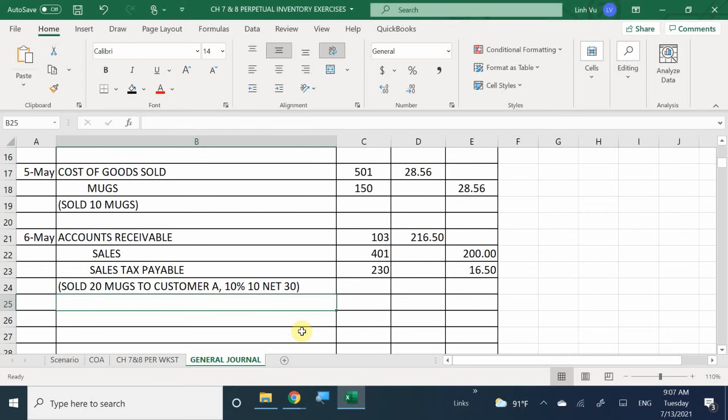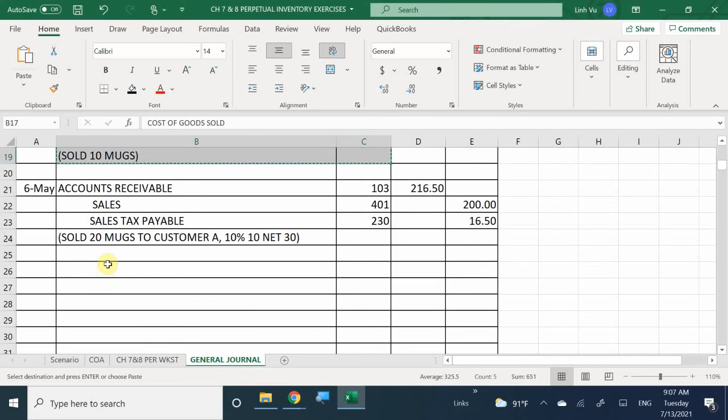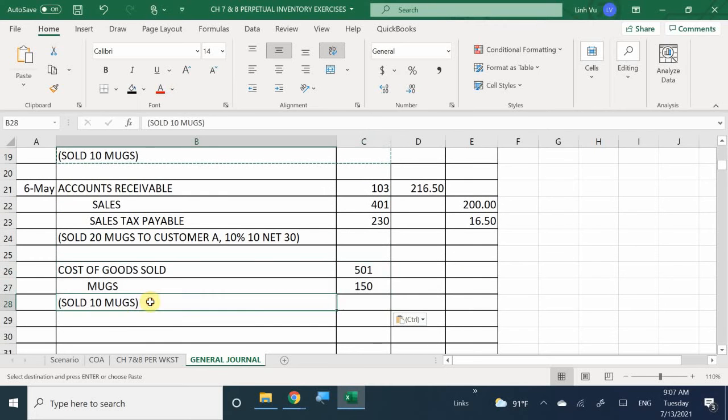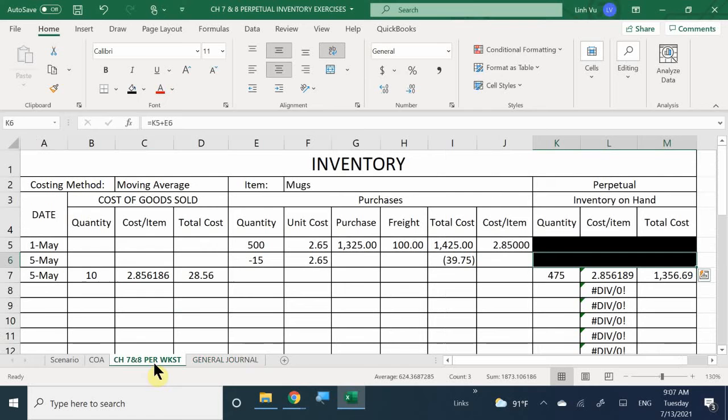Now that we sold 20 mugs to customer A, what else do we need to include? Cost of goods sold and inventory. Yes, so cost of goods sold and inventory. I'll copy this from above and paste it here to save some time. But now we need to go to our inventory worksheet to calculate how much we actually sold.